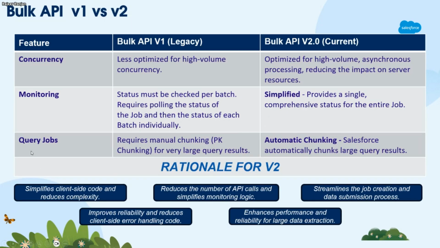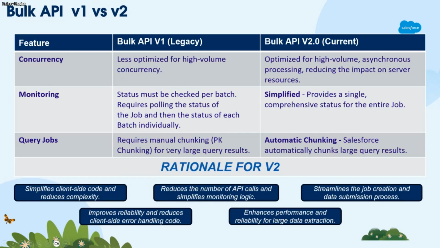Here, if you are doing some query jobs, there is also PK chunking, which you have to take care of manually. By default, for v2, Salesforce automatically gives you the PK chunking if your data volume is high. We'll see how this works. So this is the difference between the main features, how we differentiate between Bulk API v1 and v2.